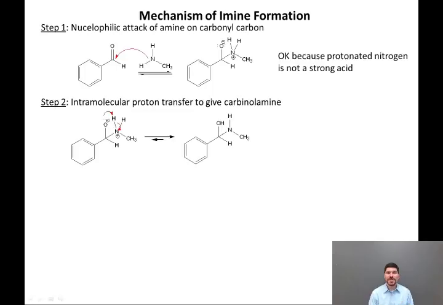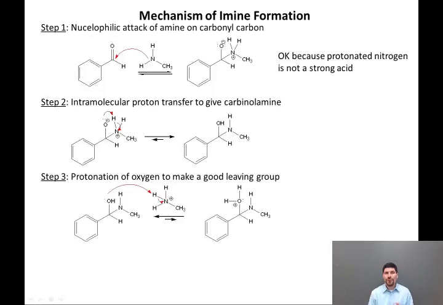However, a strong base plus a weak acid is going to result in proton transfer. So in this case, it's going to be an intramolecular proton transfer from the oxygen. The electrons come from the oxygen, pick up the hydrogen, the electrons in the NH bond go on to the nitrogen, and the effect is to give us a neutral carbinolamine.